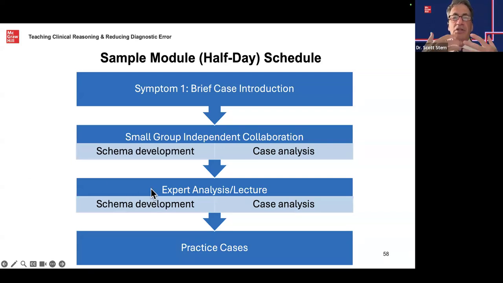And so now I can get up and discuss with them how we would build an evidence-based paradigm for that topic. Then we can go back to that case, analyze the case they've just done, and close with them, letting them do some practice cases. It was very, very effective, and the student engagement was tremendous when we did it this way.